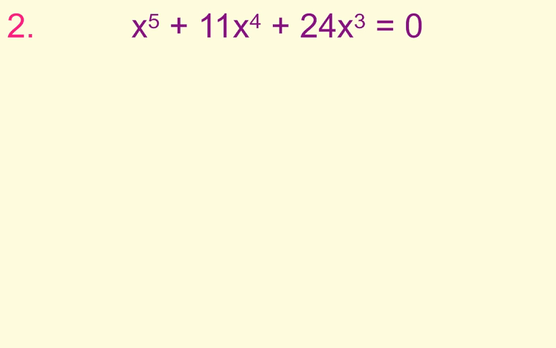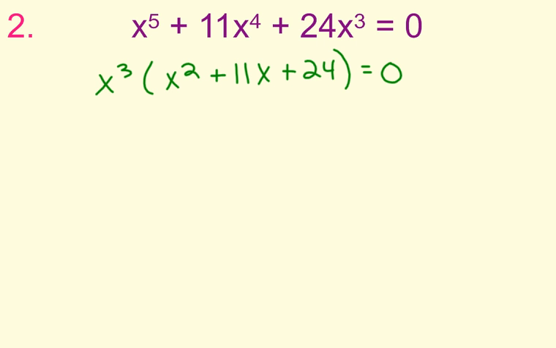So now number 2, same idea. I have a degree 5 equation now. So this is a quintic equation. The last one we did is actually called a quartic if you want to be specific, but polynomial is good for you guys. So I'm going to take out my greatest common factor, which in this case is x cubed. So when I divide everything by x cubed, I then have a trinomial that I can actually factor.